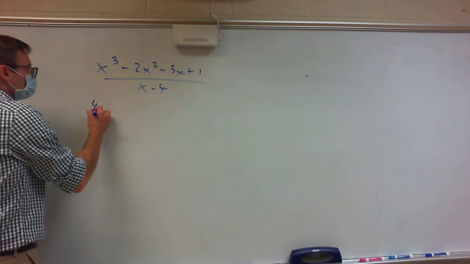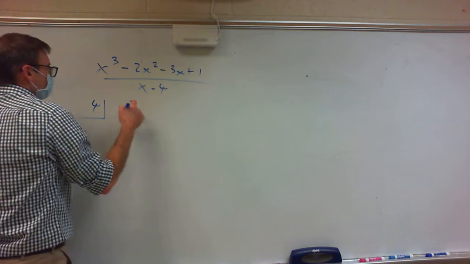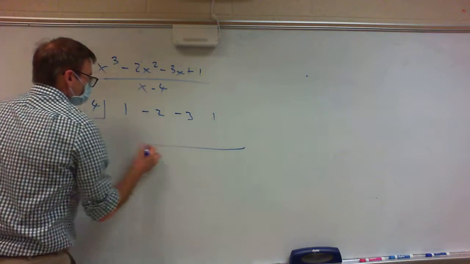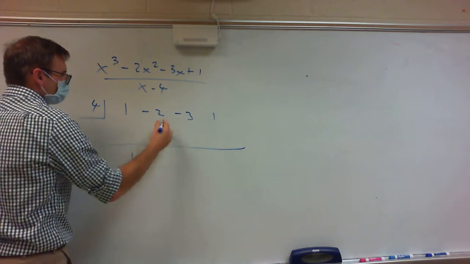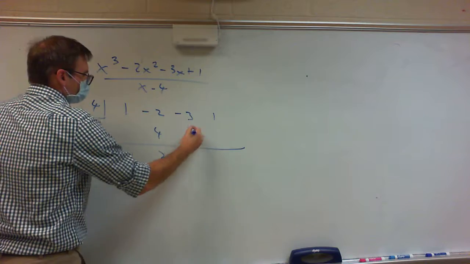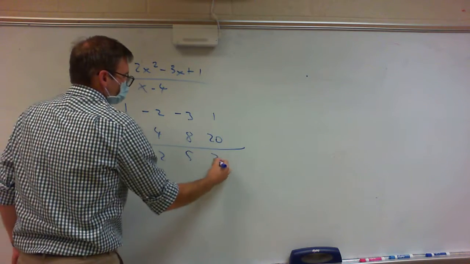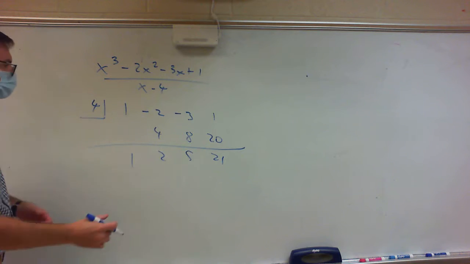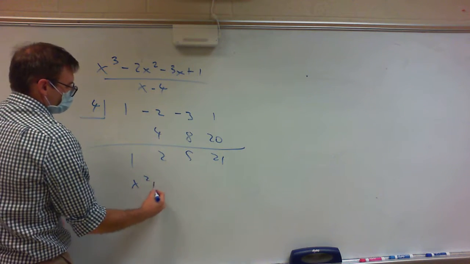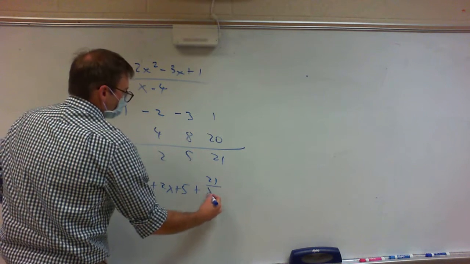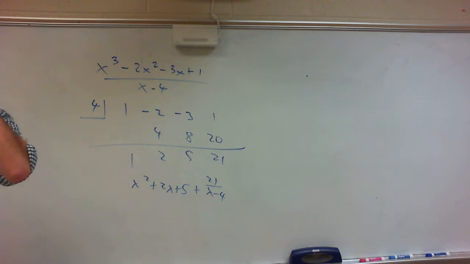We do our little 4 in the box, and then you put 1, -2, -3, and a 1. Bring the 1 down, this times this is 4, that gives us 2, that gives us 8. Sometimes this gives you 20, we get a remainder of 21, and so then we get our answer as x squared plus 2x plus 5 plus 21 over x minus 4, and we're done, right?